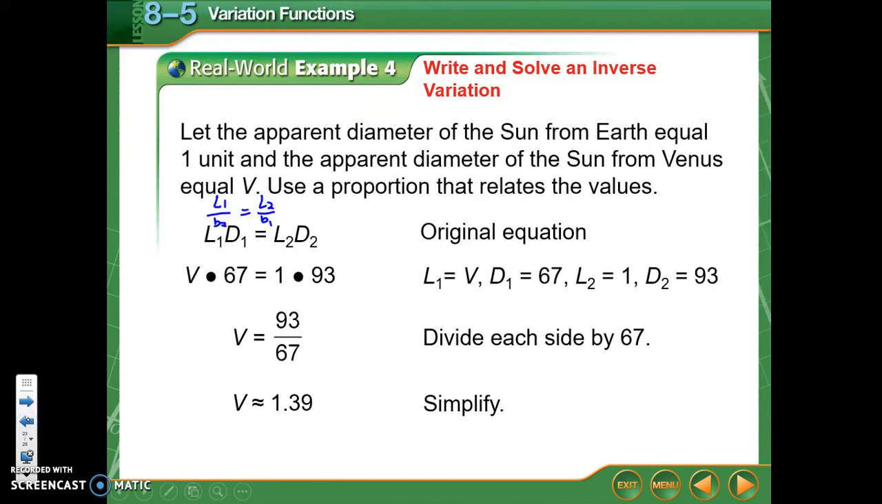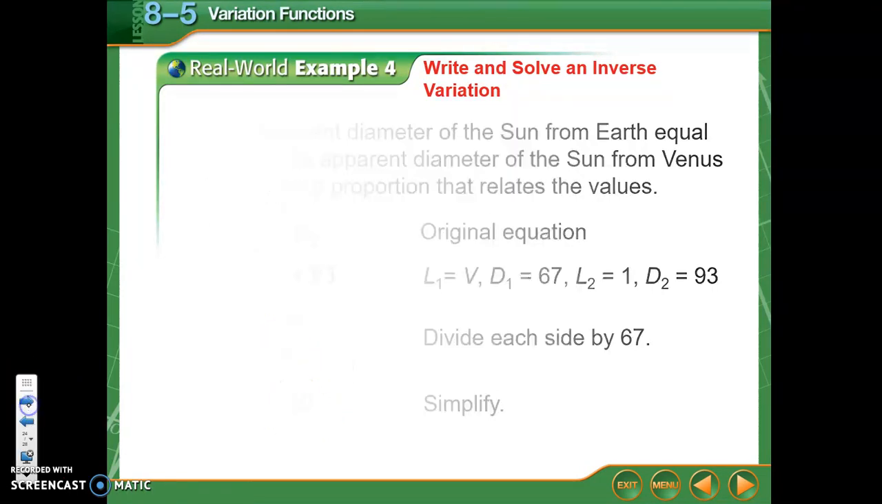So you might be wondering, why did we let the diameter of the sun from Earth equal 1 unit? Because notice the question here is not how long is the diameter of the sun, right? It's how much longer does it appear on Venus than on Earth. And on Venus, it looks 1.39 times as long as it does on Earth. We're not sure how long it looks. We just know that from Venus, it would look longer, apparently, than it looks on Earth.